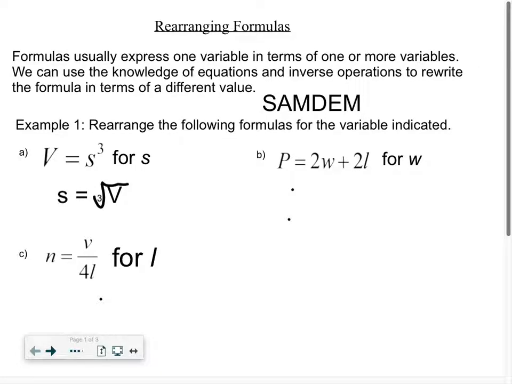For this next one, we're solving for W, so the first thing we need to do is bring the 2L over. So we have to subtract it. Then we get P minus 2L, and then we just have to divide by 2. So the next thing we're going to do is divide that whole other side by 2 to get W.